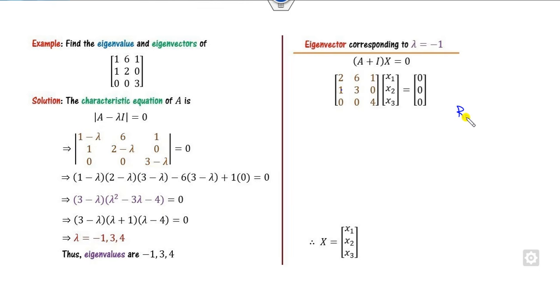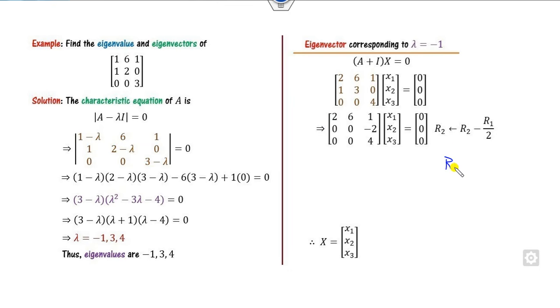Either you can use them as R2 minus R1 over 2, or you can interchange R1 and R2, or make R1 as R1 divided by 2. It is your choice. So I can make this value a 0. That's very simple: R3 I can make as R3 plus 2 times R2. So this will give us this.